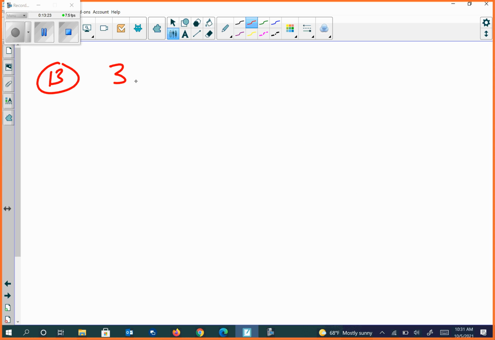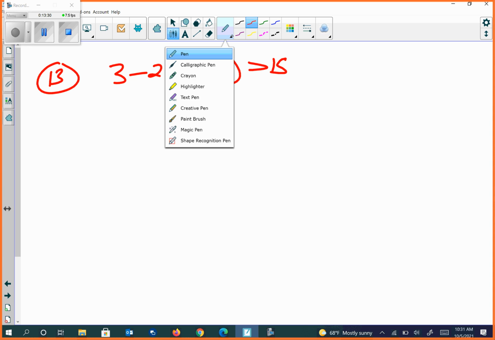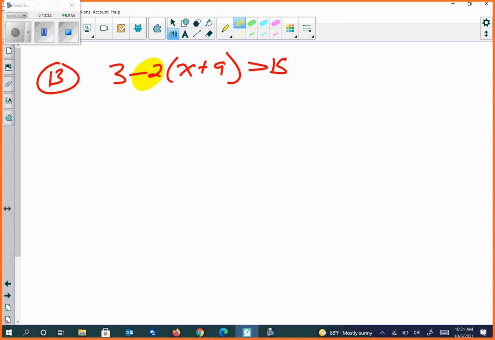Number 13, 3 minus 2 times the quantity x plus 9 is greater than 15. Okay, this is one you want to be careful. That -2 needs to be distributed. Do not go 3 minus 2. You're not doing order of operations if you go 3 minus 2. So I'm going to get 3, -2 times x is -2x, -2 times 9 is -18.